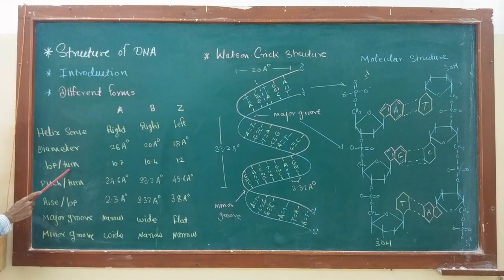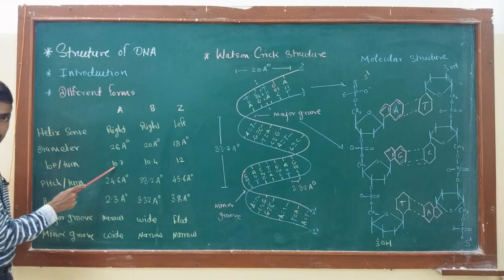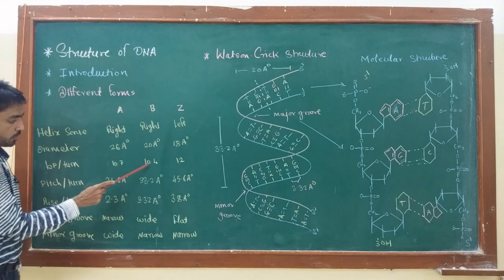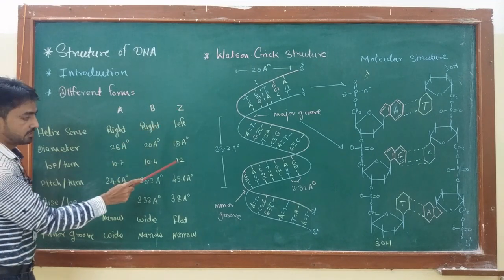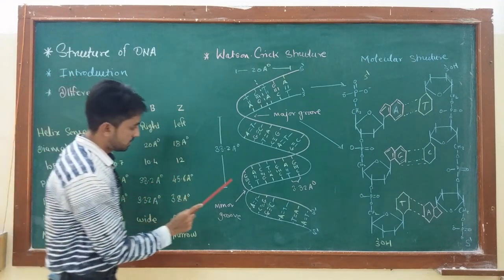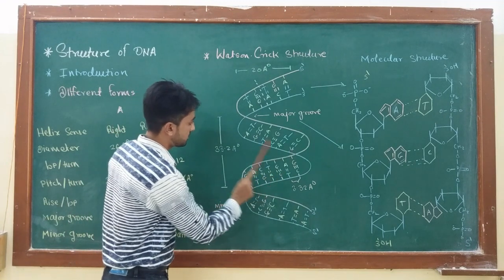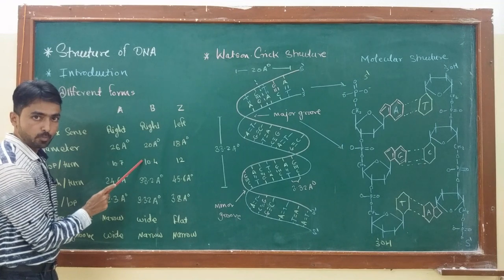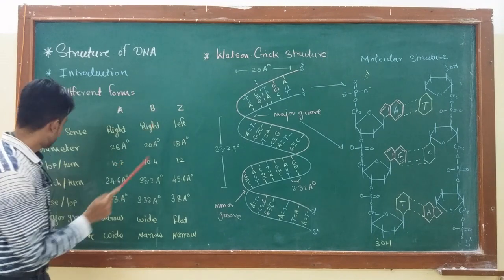Then base pairs per turn. In the case of A DNA, it is approximately 10.7 base pairs in a single turn. In the case of B, it's 10.4, while in the case of Z, it's 12. Here you can see the number of base pairs in a single turn of a DNA. In the case of B DNA, it is 10.4 base pairs in a single turn.